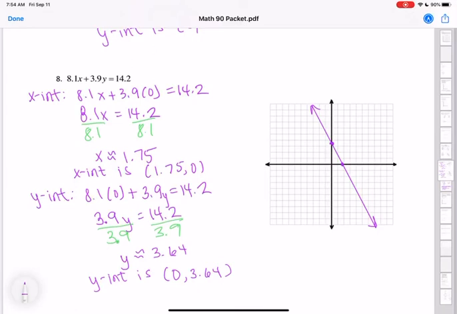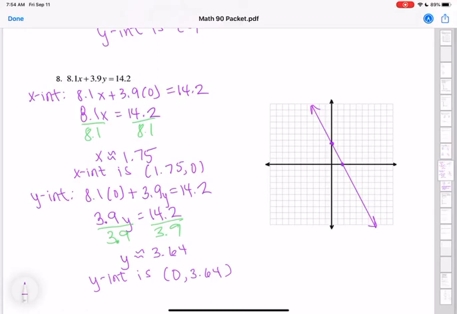Okay. Now, if you turn the page, I have problem number 9, comparing 2 graphing techniques. So I want you to try this whole page on your own, okay? For part A, it says to graph the equation 4x plus 5y equals 20 by finding the slope and the y-intercept. Go ahead and try that.